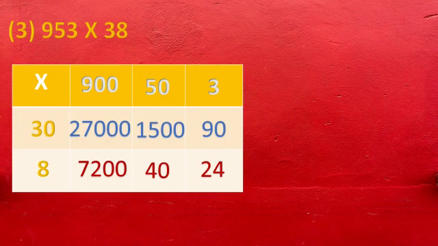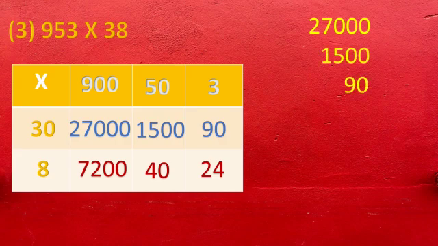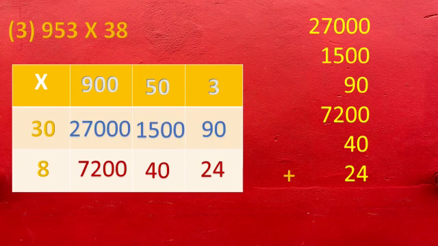Okay, now students, let us do the addition. Now what are we supposed to do? We are supposed to do the addition. So first number you will write as 27,000 plus 1500 plus 90 plus 7,200 plus 40 plus 24. Okay, all the numbers are being written after multiplying, whatever answers you have got in each field. All those numbers are being written. Now the final step is that you have to do the addition. Okay, now let us do the addition.